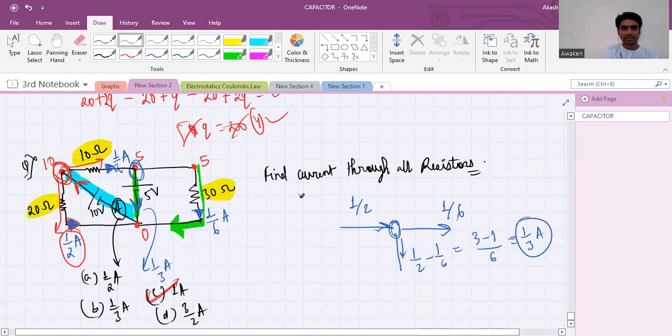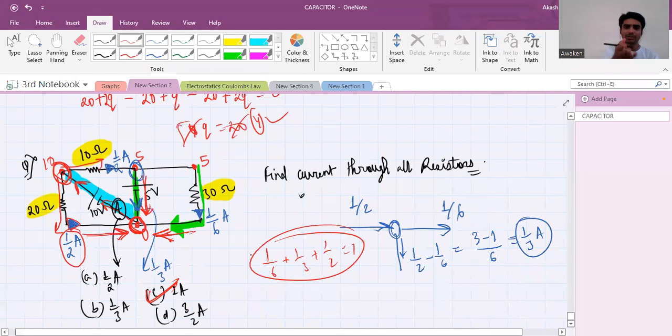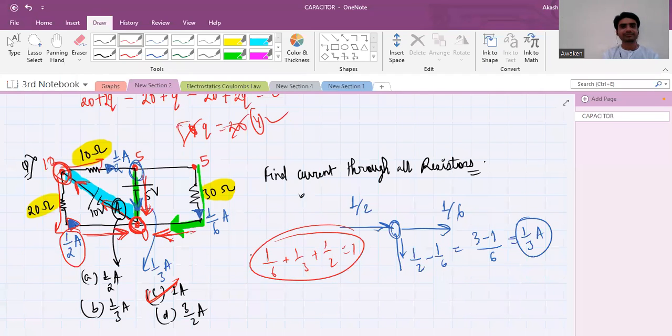Focus on this branch also. Half ampere is coming in this fashion. From here, how much was coming? 1 by 3 we found. Yes, 1 by 6 was coming. And this is also part of that only. So how much will be leaving? 1 by 6 plus 1 by 3 plus 1 by 2, which is 1 again. Anyway, you do it, you will get 1 only. Got it.